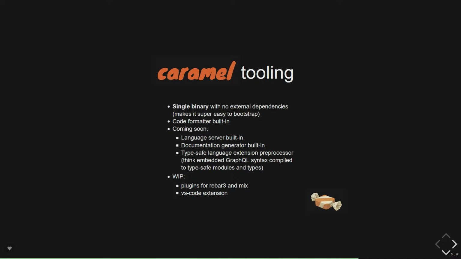So when it comes to tooling, and I think this is really important, Carmel is right now being distributed as a single binary. It has no external dependencies. This makes it really easy to bootstrap your machine or your project with it. You just download the Carmel binary. You have everything you will ever need right there.